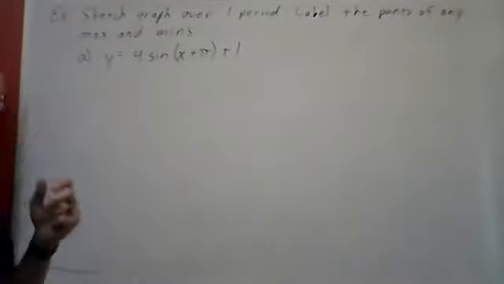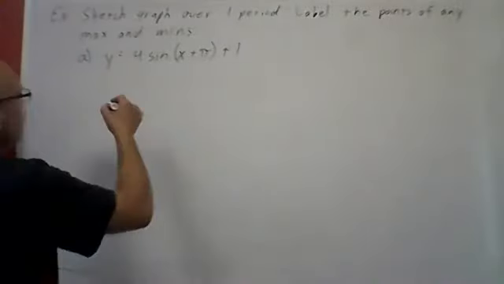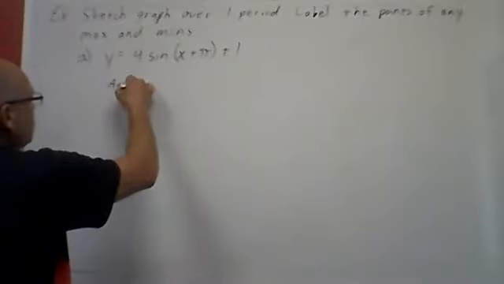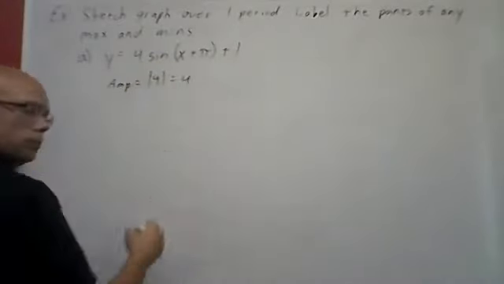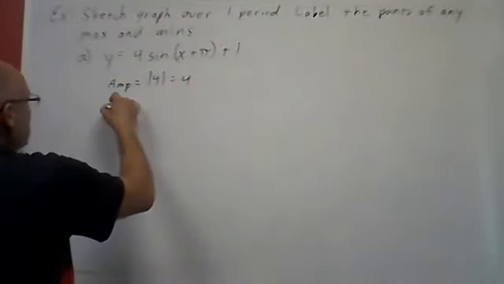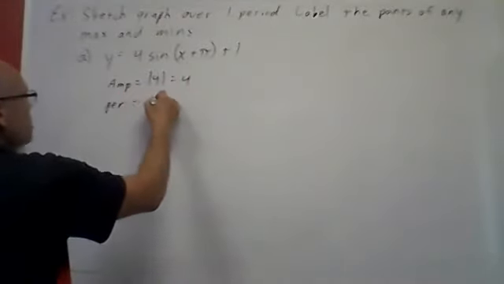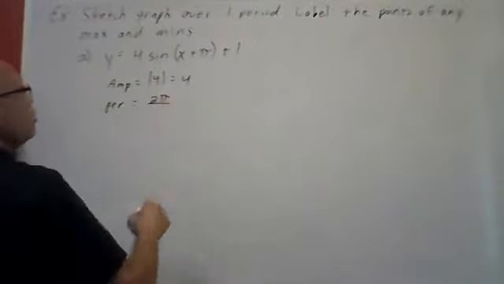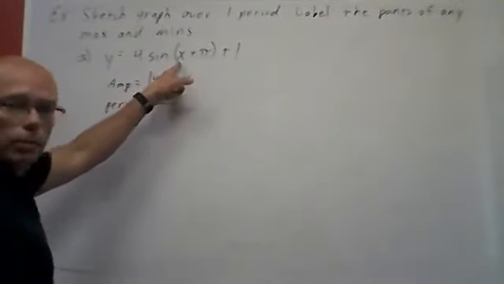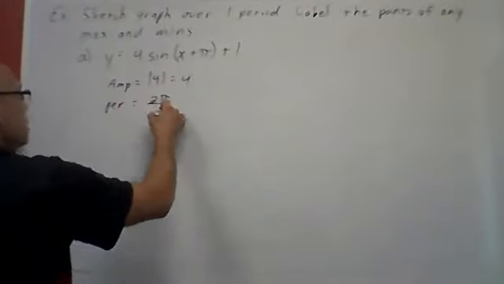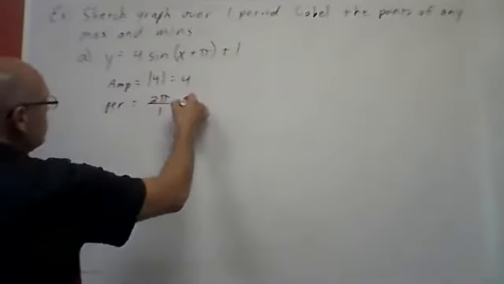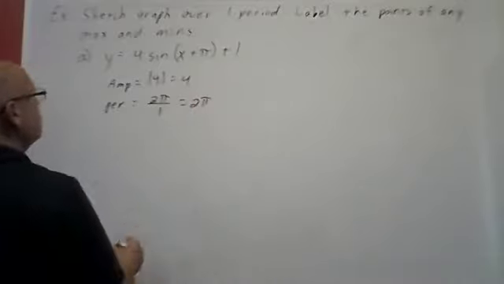All right, let's see about sketching the graph of this. I'm going to start out just like I started out for the last examples. Amplitude is going to be the absolute value of 4, which is 4. The period is going to be 2 pi over b. Which part is b? The part that's being multiplied by x. Well, what's being multiplied by x is a 1 here, right? So period is 2 pi.